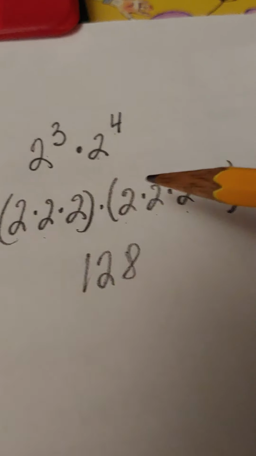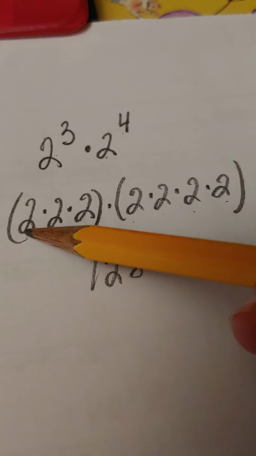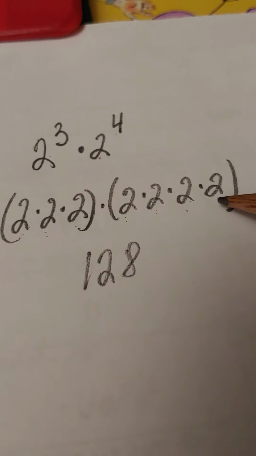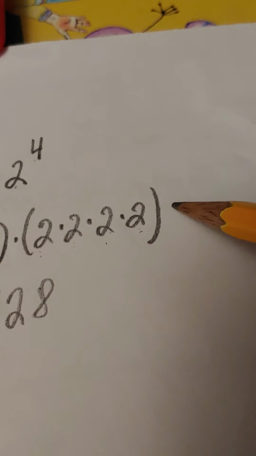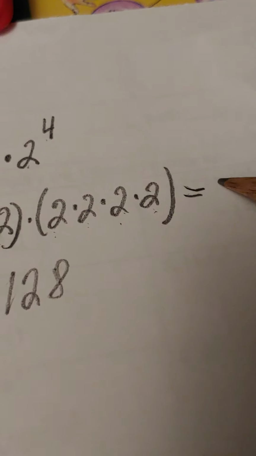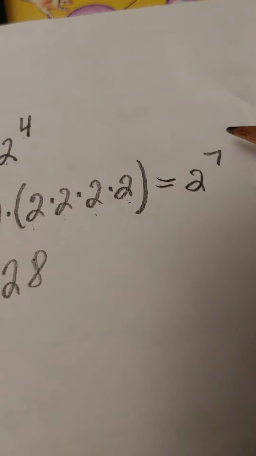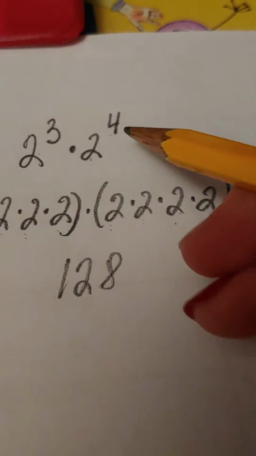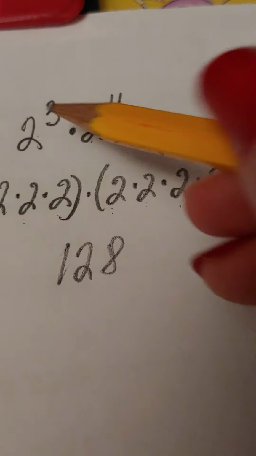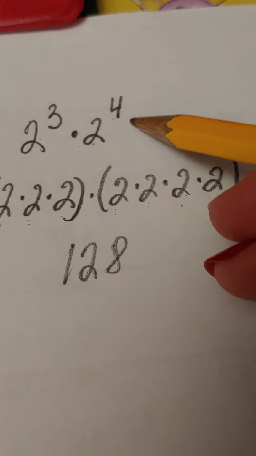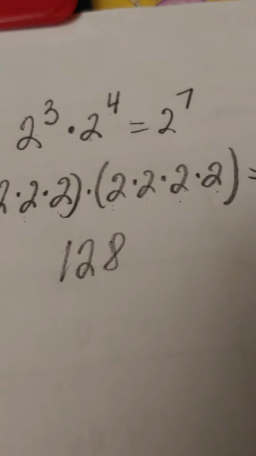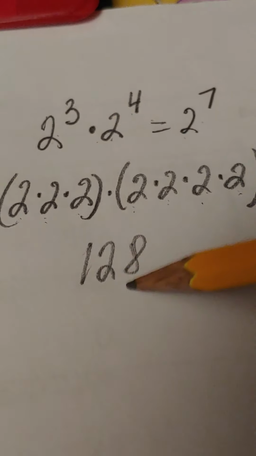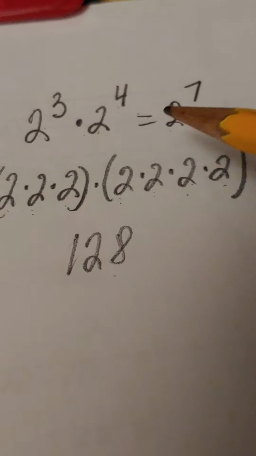Okay, so now I want you to count how many 2's you see right now. 1, 2, 3, 4, 5, 6, 7. So I multiplied 2 by itself 7 times. So that is 2 to the 7th power, correct? I'm just used to asking you questions. So 2 to the third power times 2 to the fourth power turns out to be 2 to the 7th power. Okay, so if this is true, then 2 to the 7th power has to be 128. So let's figure it out.